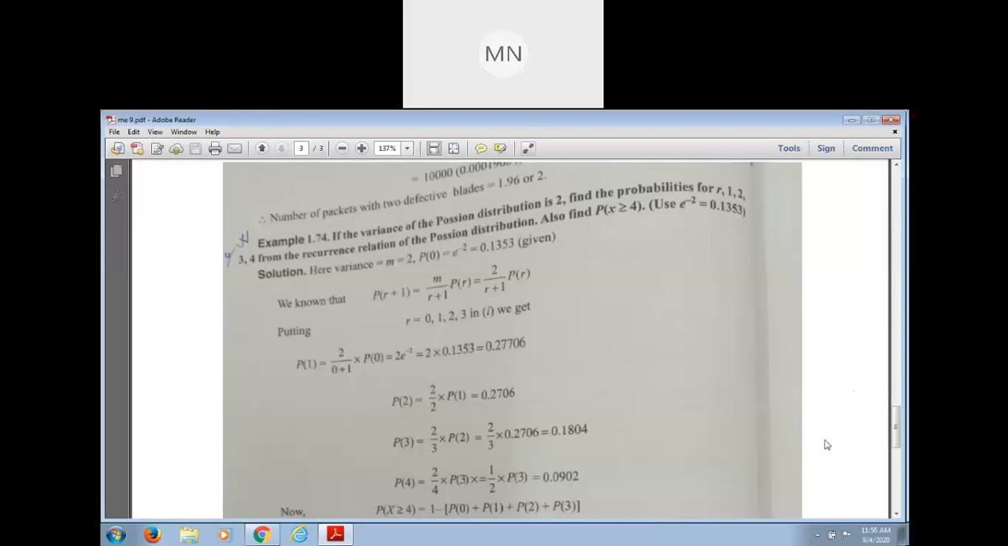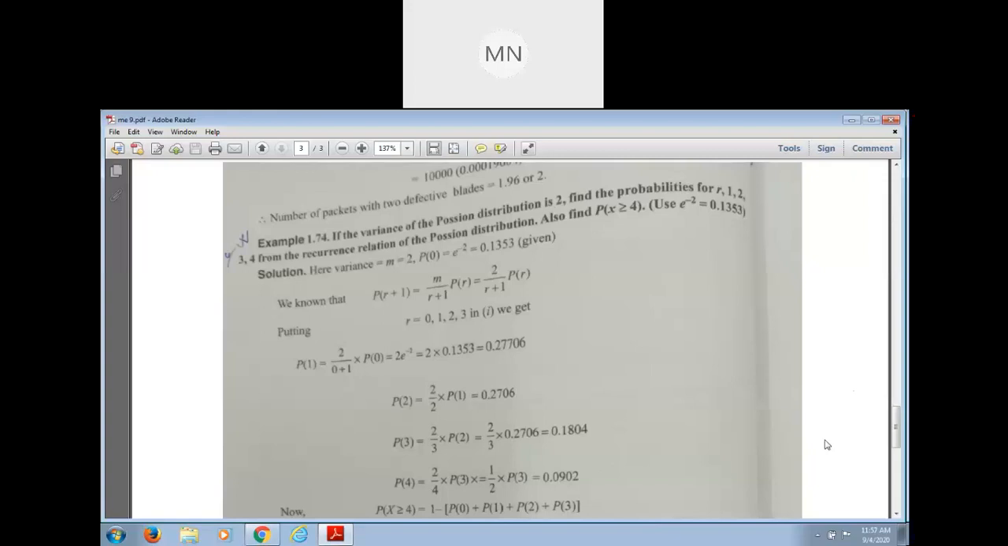Remember one thing: if greater than or equal to symbols are coming in probability, you can easily find it as 1 minus P of x less than 4. Suppose you are given to find P of x greater than or equal to 4. In probability, when the greater than or equal to symbol arises, the value will be 1 minus P of x less than 4. Okay?